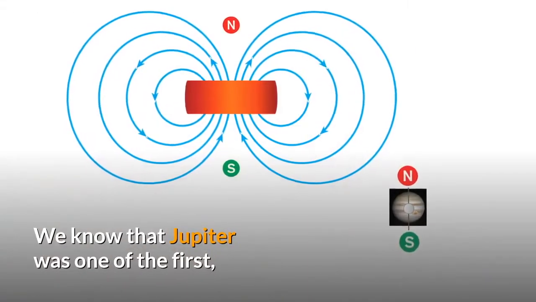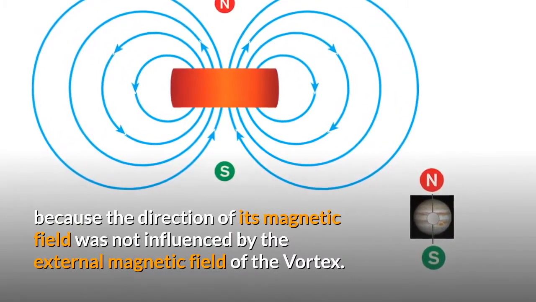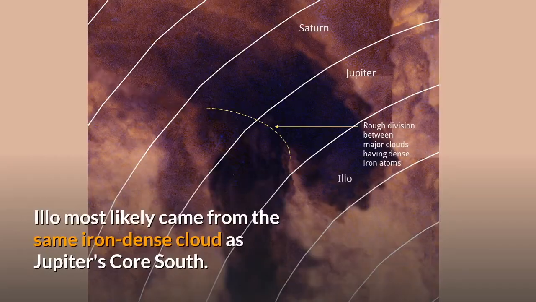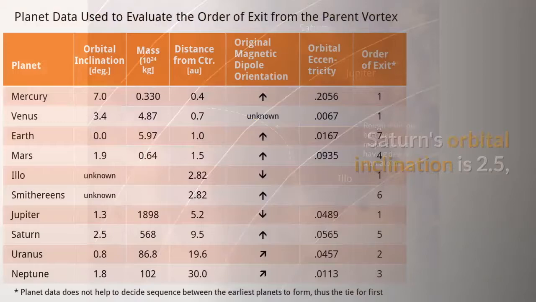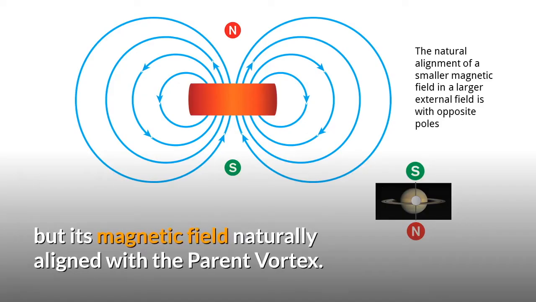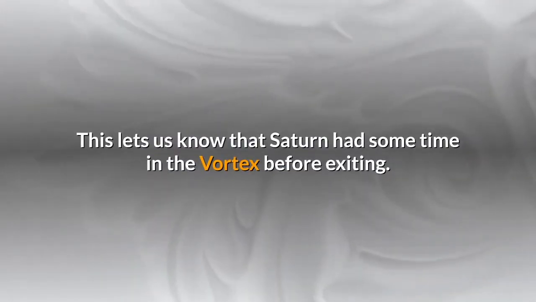We know that Jupiter was one of the first, because the direction of its magnetic field was not influenced by the external magnetic field of the vortex. Io most likely came from the same iron-dense cloud as Jupiter's core south. Saturn's orbital inclination is 2.5, but its magnetic field naturally aligned with the parent vortex. This lets us know that Saturn had some time in the vortex before exiting.